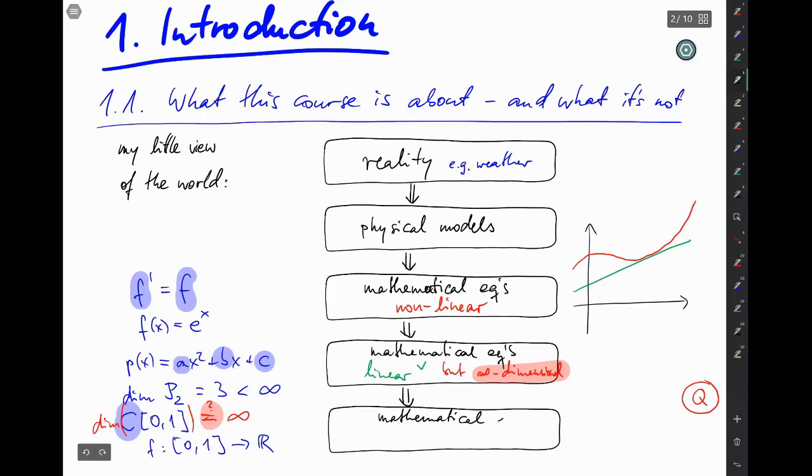And this is why we are looking at the further step of simplification into mathematical equations that are now both linear and finite dimensional, which is great.